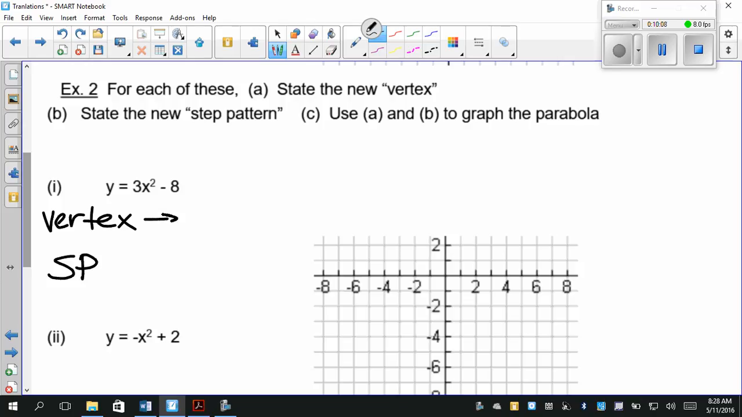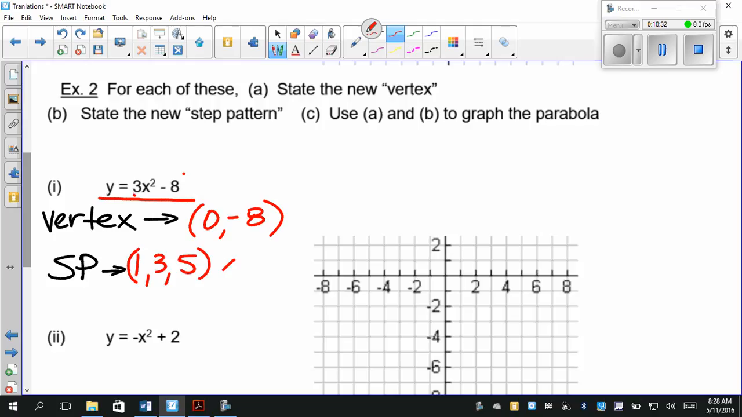Okay, so we have y equals 3x squared minus 8. So remember, the number on the end here affects the vertex. So the vertex is going to be 0, negative 8. And yesterday we talked about how the number in front changes the step pattern. So 1, 3, 5, those numbers are going to get multiplied by that 3 that's out in front. So the new step pattern is going to be 3, 9, 15.